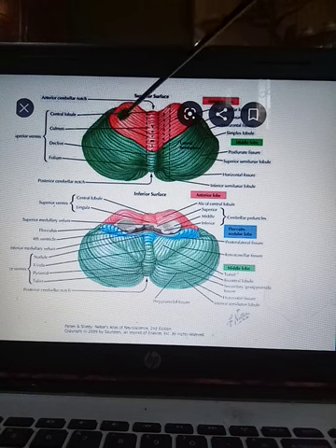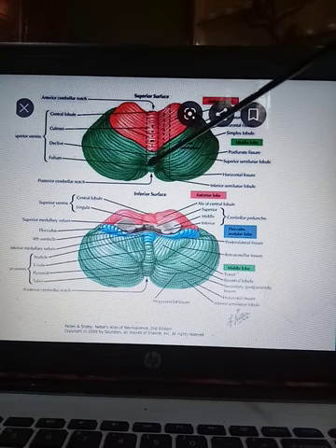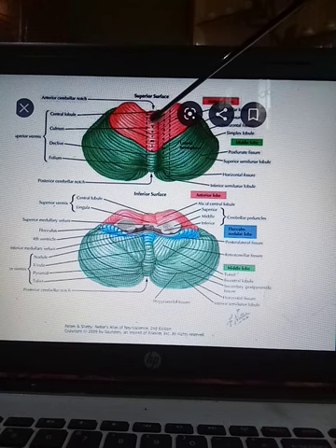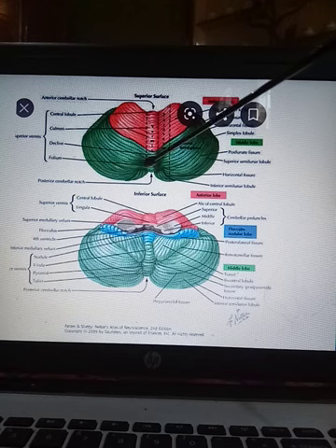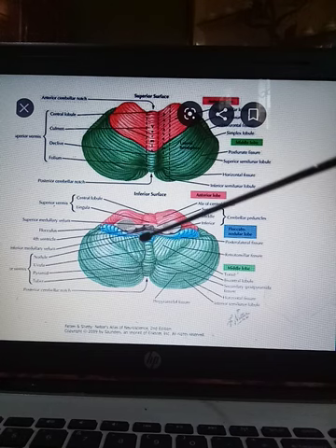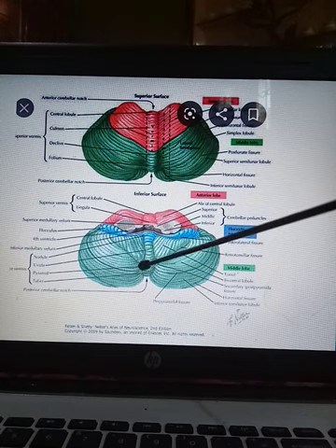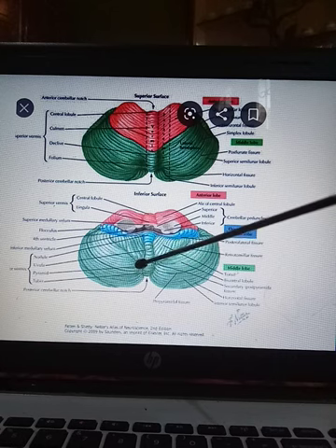It has central lobule, culmen, declive, folium, tuber, then tonsil, pyramid, uvula, and nodule. Rest are present here. You can see nodule, uvula, tuber, and pyramid.